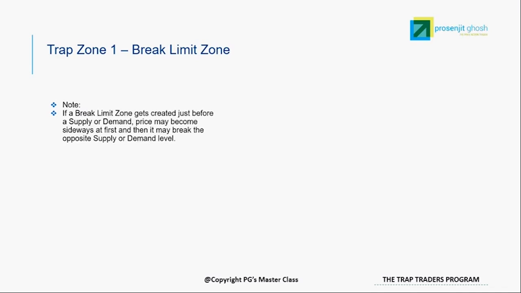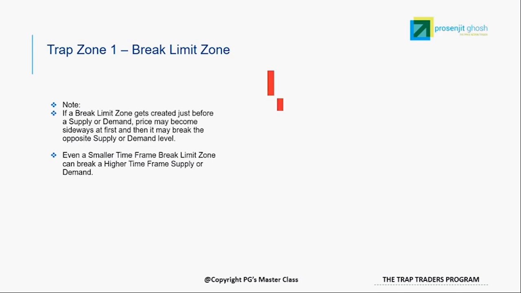So if a break limit zone gets created just before a supply or demand, I mean a key level, right? A trap zone. Price may become sideways at first, and then it may break the opposite key level. Okay. So what I mean by this is my another observation. Even a smaller time frame break limit zone can break a higher time frame supply demand, especially conventional supply demand.